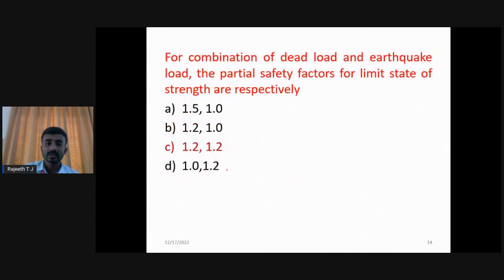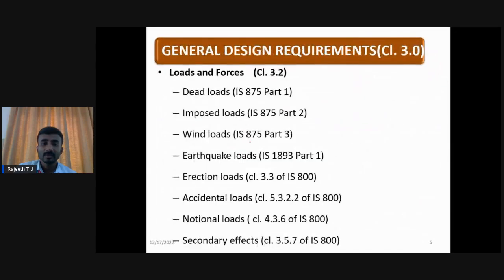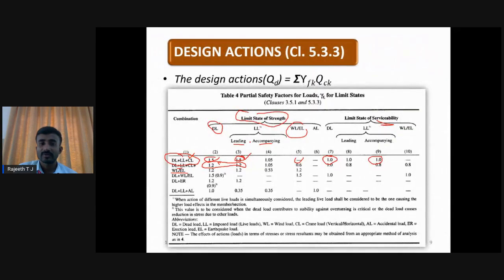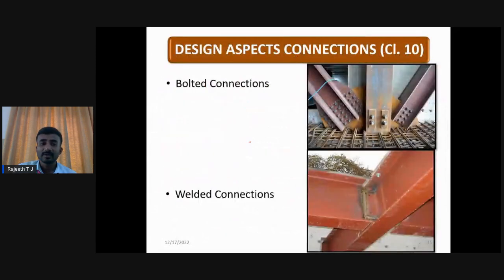Here in this question, they are asking for limit state of strength and serviceability for dead load and also earthquake load. Here the value is 1.2 and 1.2 for dead load and earthquake load respectively. That is the partial safety factor for loads. According to the code, the load combination value is available in Table 4. That is the partial safety factor for loads, available in Table 4. For material, it is available in Table 5.